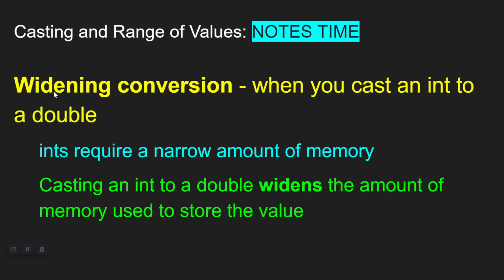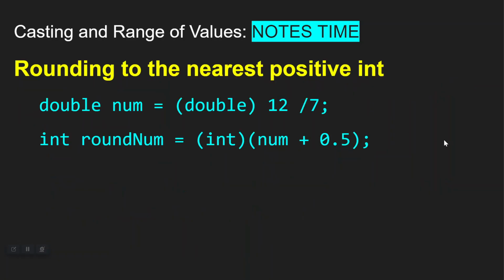Like I said, there's also what's called a narrowing conversion. You can cast a double to an int just by putting in parentheses int next to a double value. That would be a narrowing conversion, where you're taking a double, which is a larger value, and casting it to an int, which is narrower. But typically on your exam and in this class, you're going to see widening conversions.